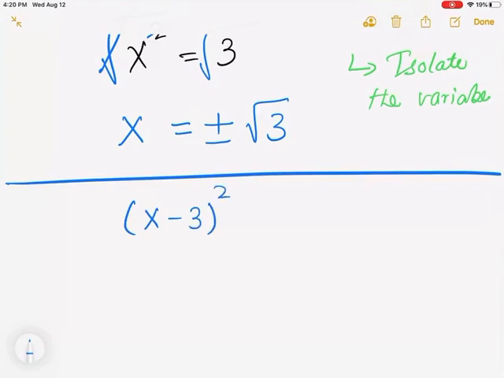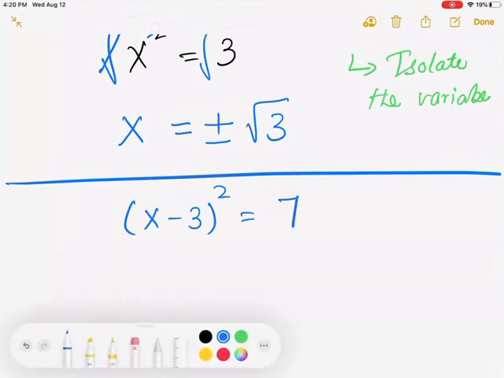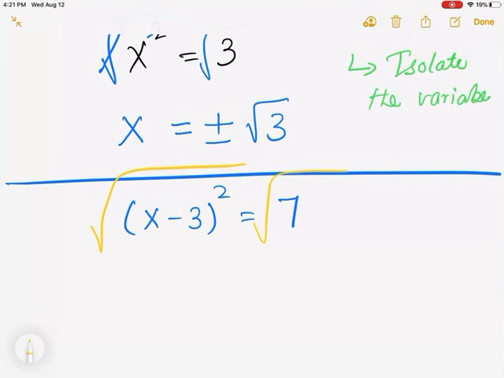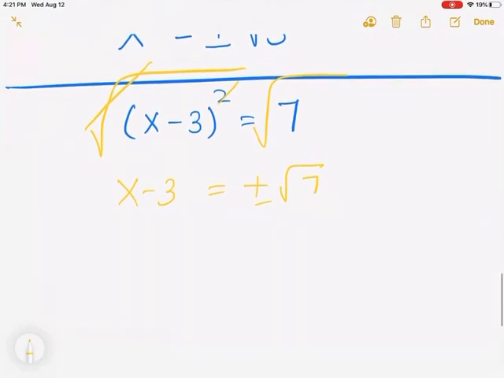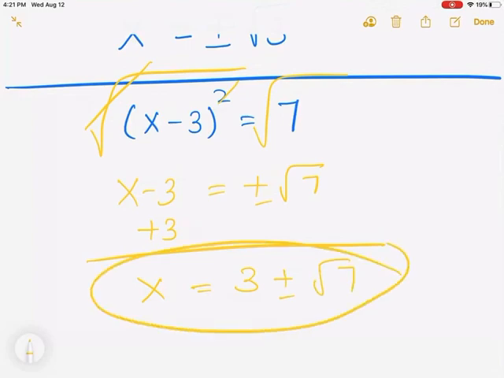I have (x minus 3) squared equals 7. Can I take the square root right away, or do I need to isolate the variable? No, I would take the square root right away. Why? Because that square goes with the whole thing. So I could just cancel the square. I have x minus 3 equals, don't forget, plus and minus the square root of 7. And lastly, I'll just isolate the x, the variable. So I would add 3 to both sides. So finally, my answer is going to be this. You can simplify more if you want, or just leave it like this. It's the same thing. Thank you for watching.